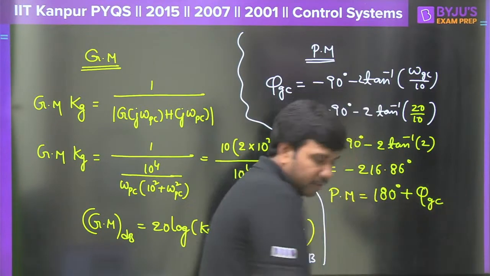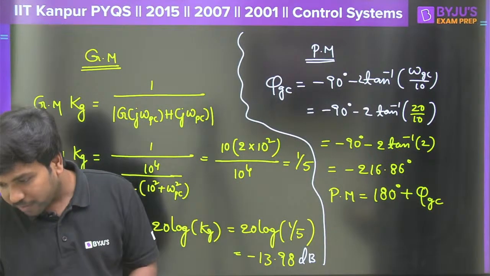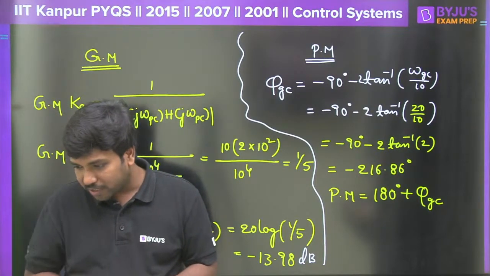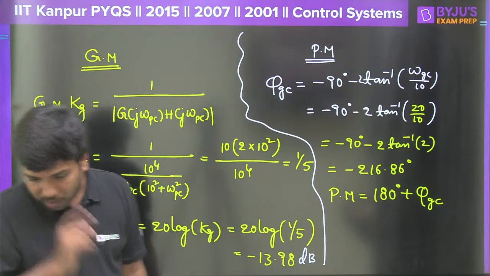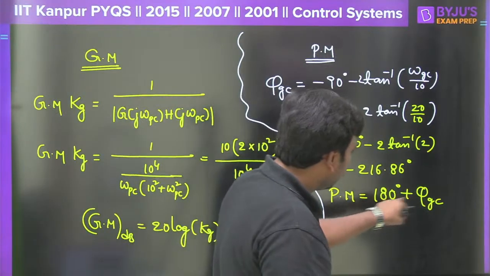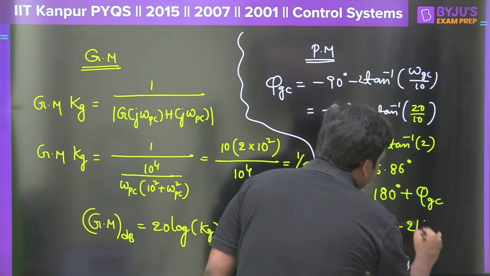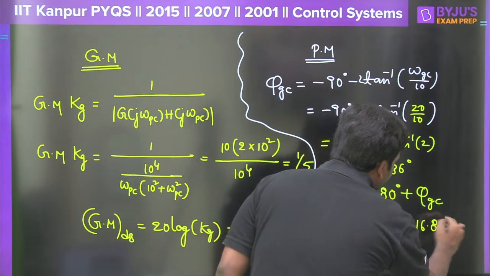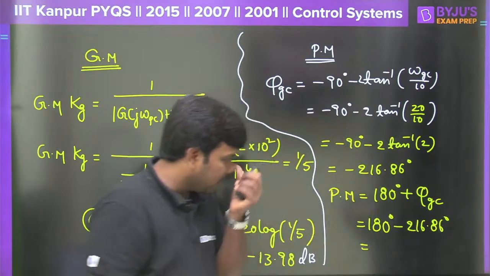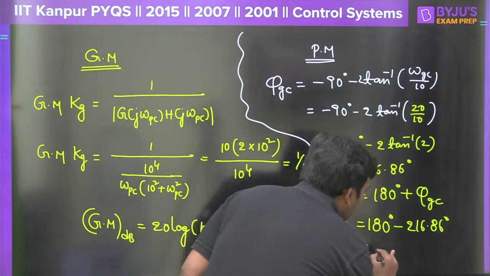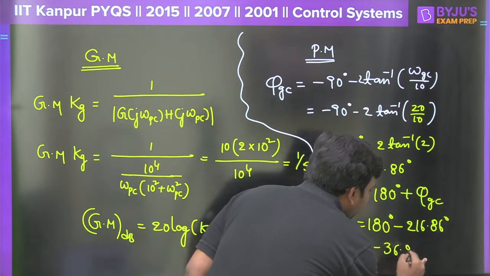What happened to Jansi and other students, Jansi and Madhuri? Quick, fast. Okay. Bablu, you also answered wrongly. I didn't expect. 180 degrees plus phi GC. So what is the value here? 180 degrees plus phi GC means minus 216 plus 86 degrees. So obviously you are going to get how much here? So the phase margin is, if I am not wrong, minus 36.86 degree.